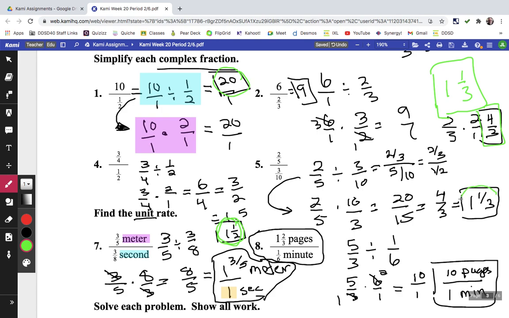The answer to number 5 is also 1 and 1/3. So that makes me go back to problem number 2 and check to see what I got. So going back to problem number 2, that answer I didn't box in, it's actually 9, or 9 over 1. So there's the answer. That goes to 2. The answer was 9. Sorry about that.